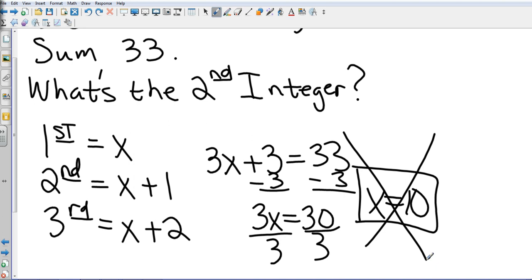Because it wants to know what the second one is. What's our first one? 10. So what's our second one? 11. It is not x equals 11, because x doesn't equal 11. X equals 10. The answer is 11. Plain and simple, walk away.